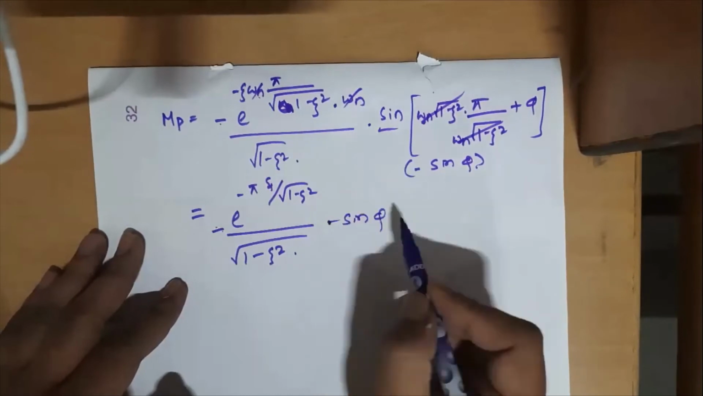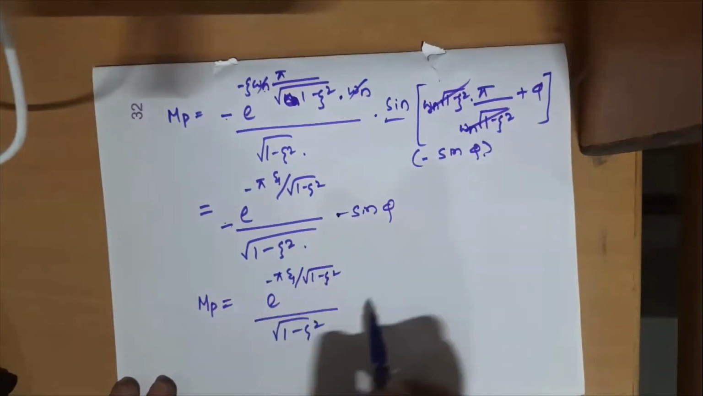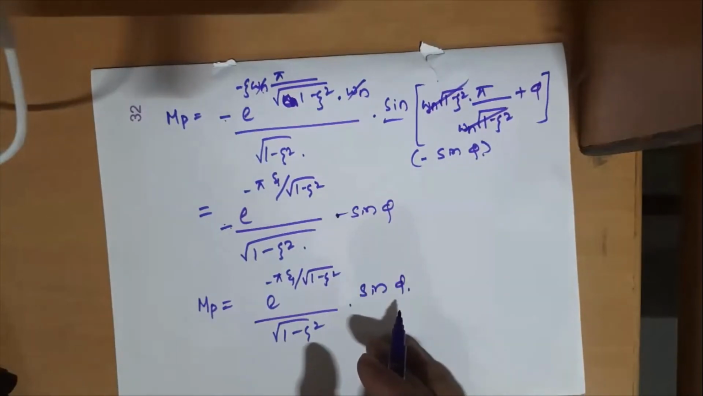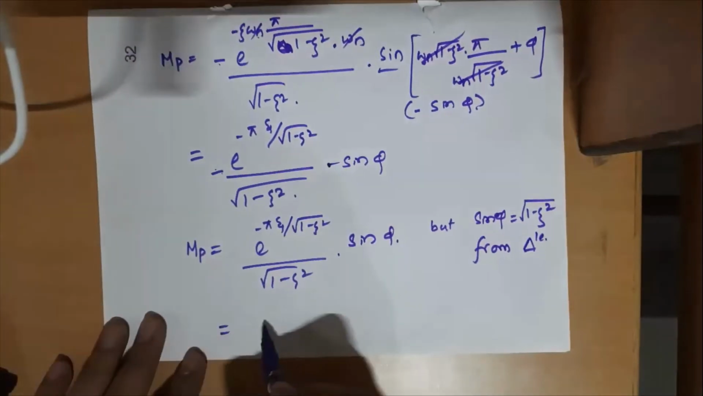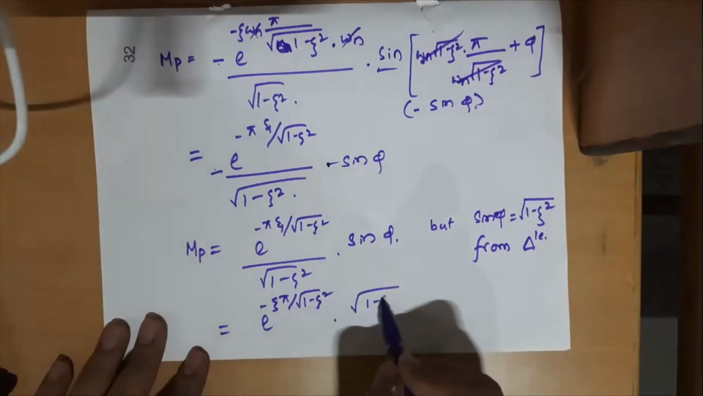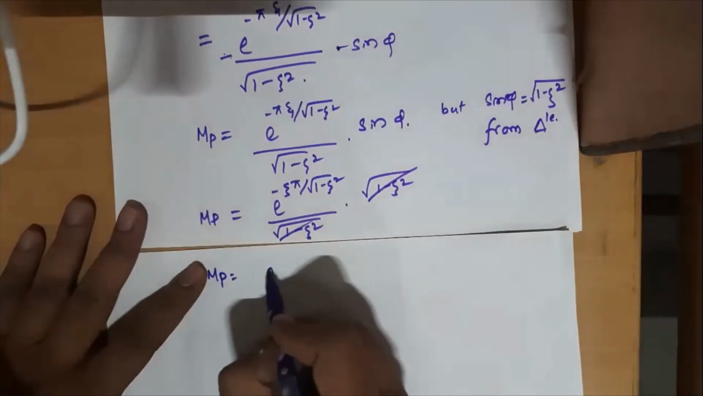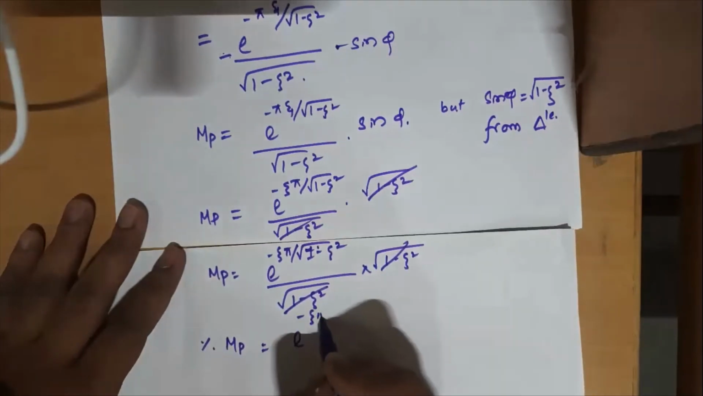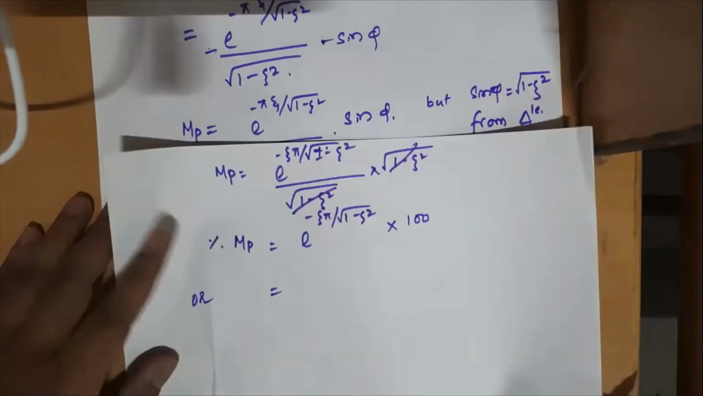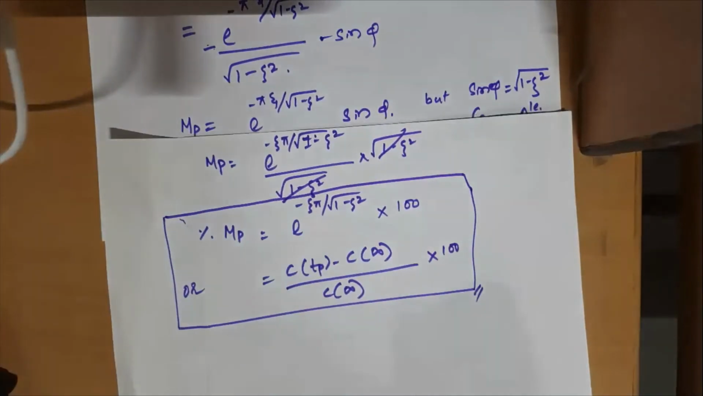So into minus sine phi, and one can easily simplify to the next level. Minus and minus gives plus. So this is MP, and there is one last step, to replace sine phi from the triangle. We already knew the sine phi expression from the triangle. If you substitute, the square root of 1 minus zeta square will cancel out. So MP is equal to e raised to minus zeta pi divided by square root of 1 minus zeta square. Finally, percentage MP is e raised to minus zeta pi divided by square root of 1 minus zeta square into 100. This is as good as writing in terms of zeta. So both expressions are true for the percentage peak overshoot.